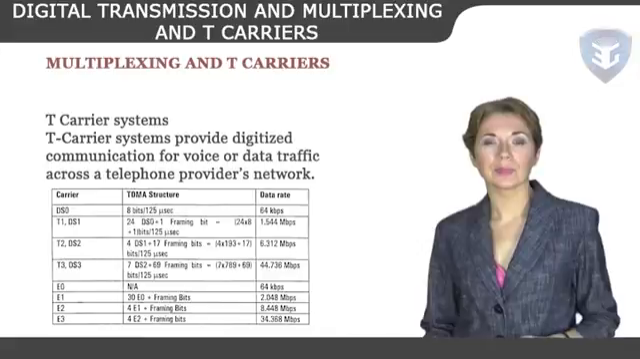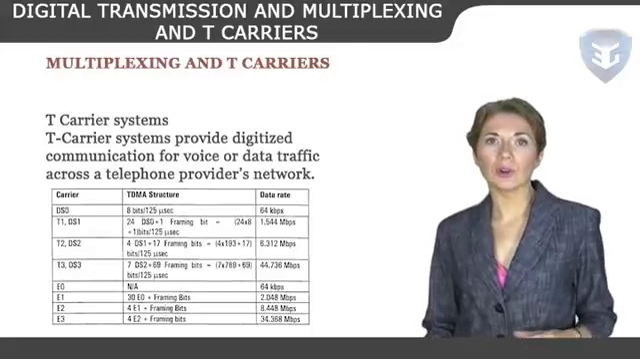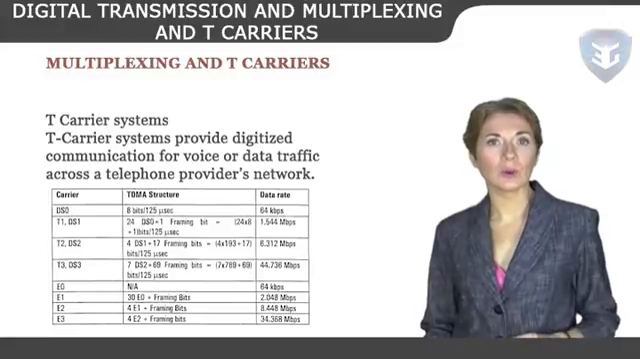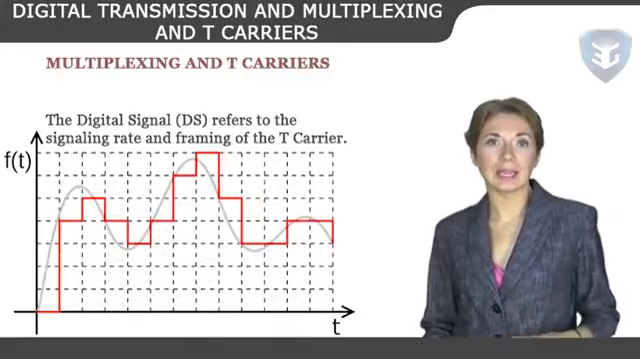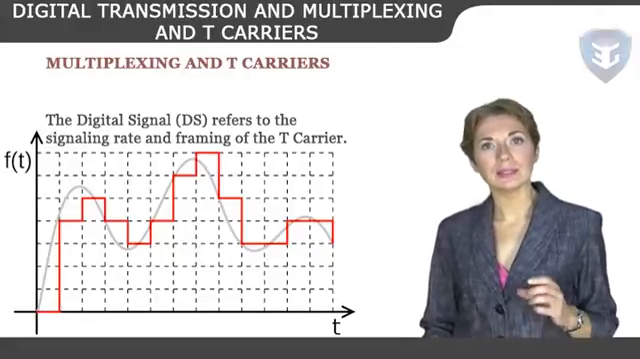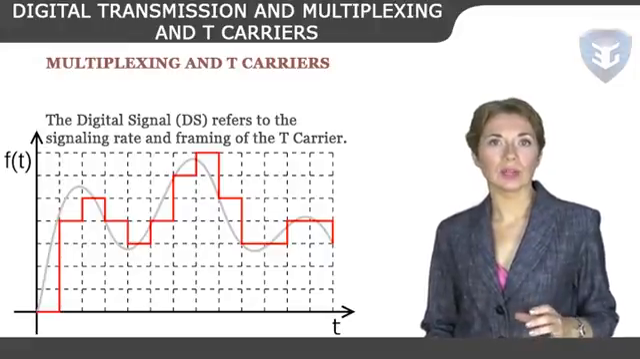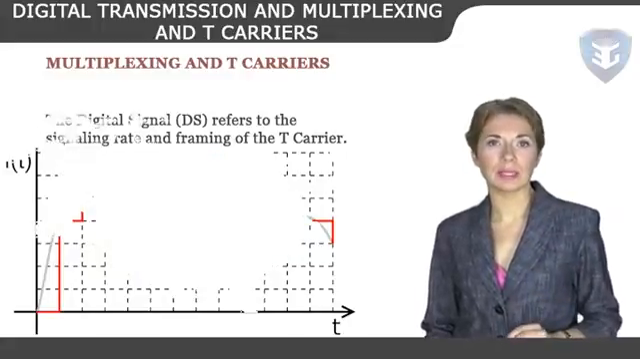T-carrier systems. T-carrier systems provide digitized communication for voice or data traffic across a telephone provider's network. The T-carrier specification defines the layer 1 aspects of the multiplexed communication. The two most prevalent T-carrier systems are T1 and T3 circuits. The digital signal, or DS, refers to the signaling rate and framing of the T-carrier. The basic unit is the DS0, referred to as a channel or time slot. The DS0 channel was designed to support one voice call with a throughput of 64 kbps.